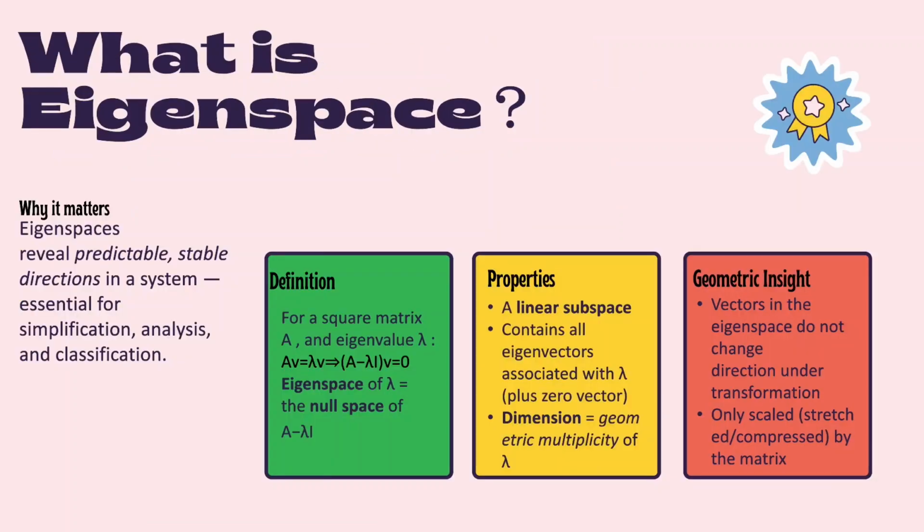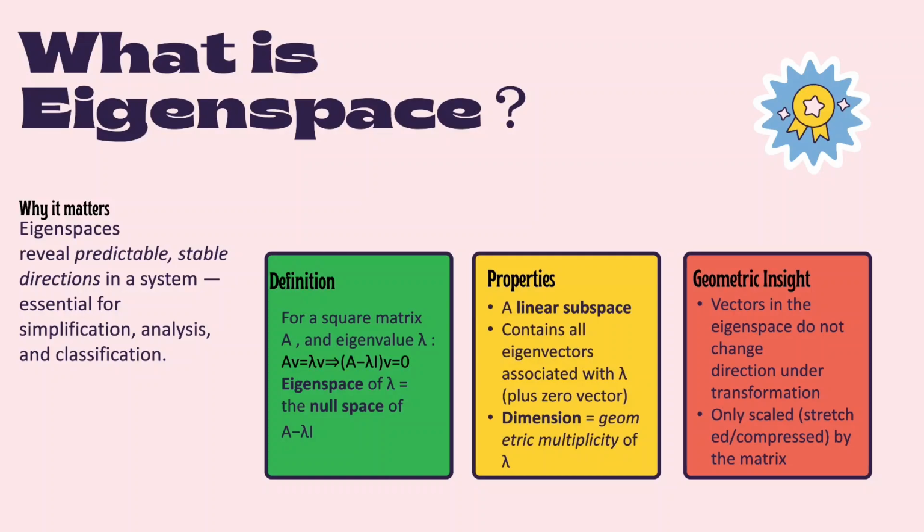I will talk about the eigenspace. In linear algebra, we often ask what a matrix does to a vector. In most cases, it rotates or stretches it in complicated ways. But surprisingly, there are certain special directions where the matrix only stretches or compresses the vector without changing its direction. These directions are captured by eigenvectors, and today we take a step further to ask where these eigenvectors live. This brings us to an essential concept, the eigenspace.